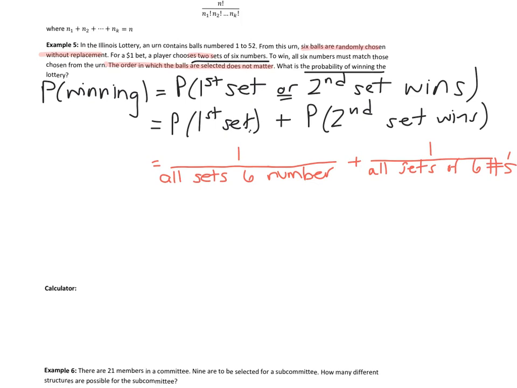Okay, so we've got to figure this out, and we can do that by using our counting technique. So first of all, what situation are we in? Okay, so let's go through the checklist. Do we have distinct or non-distinct items? Well, we have balls numbered 1 to 52. Those are distinct. So we have distinct objects. Are we allowed to repeat? No, because they're chosen without replacement. So that means there's no repetition.